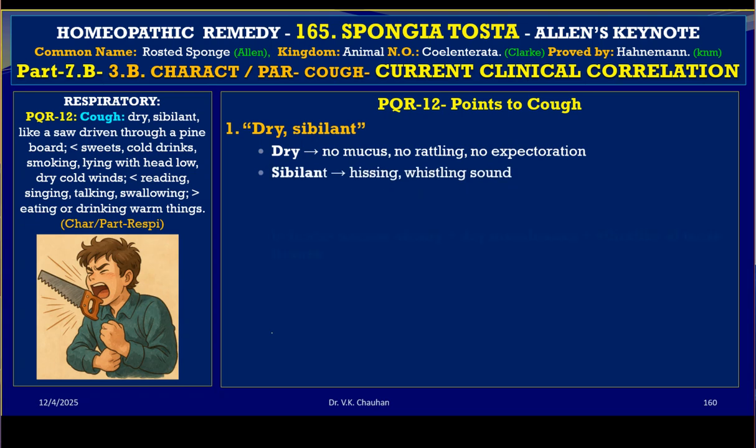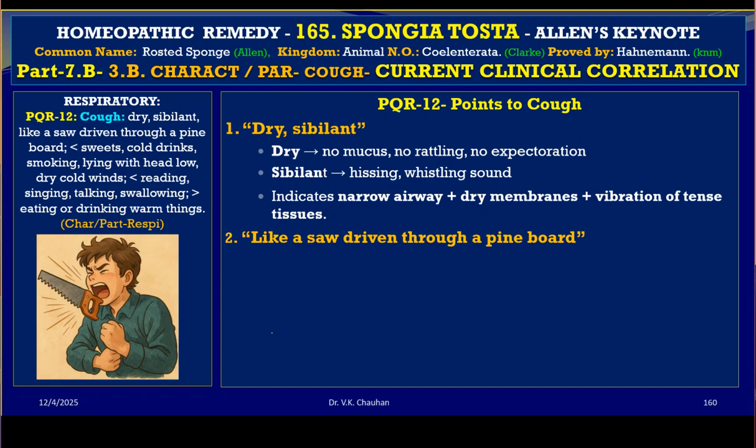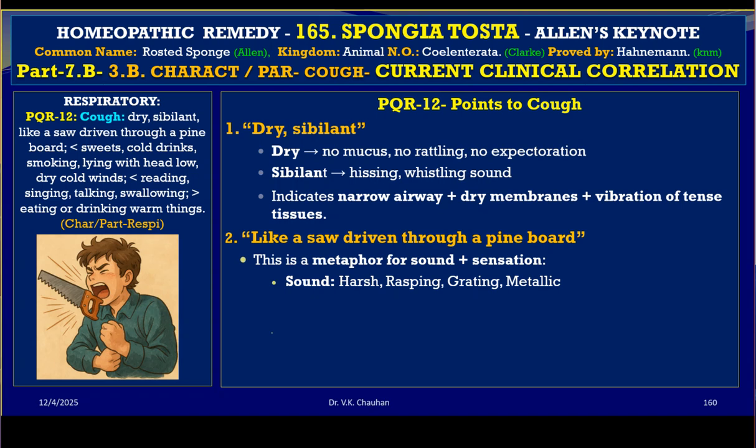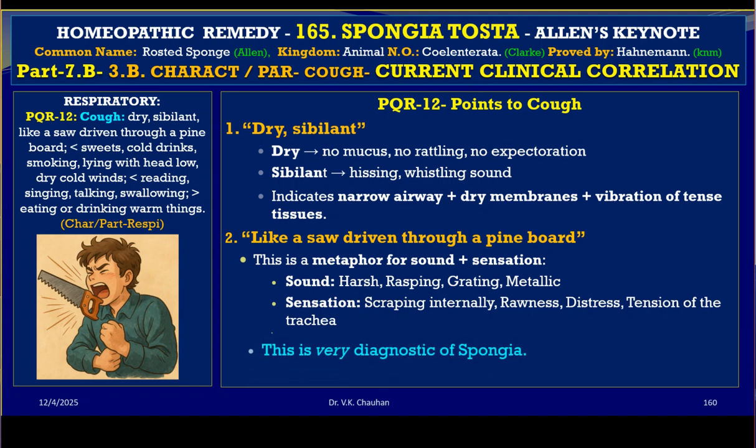Sibilant is a hissing, whistling sound, and it points to the narrow airway, dry mucous membrane, and vibration of tense tissue. And the second expression, like a saw driven through a pine board, is a metaphor for sound and sensation. The sound is harsh, rasping, grating, metallic, and the sensation is a scraping internally, rawness, distress, tension of the trachea. And this is very diagnostic of Spongia. It is the roughest cough in the materia medica, which belongs to Spongia.